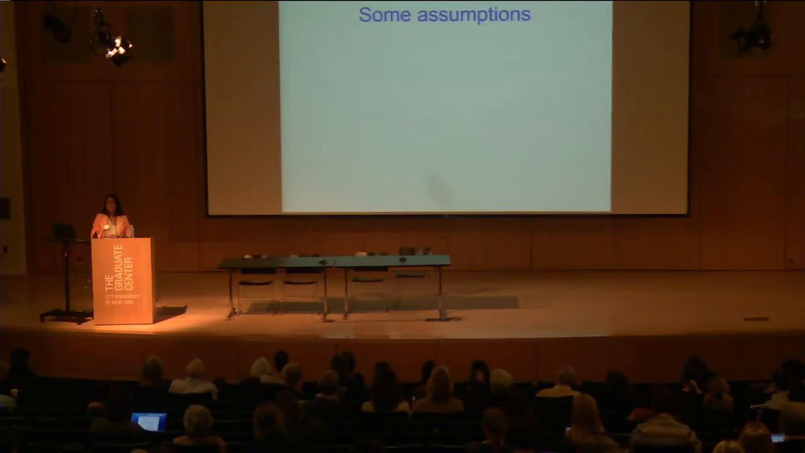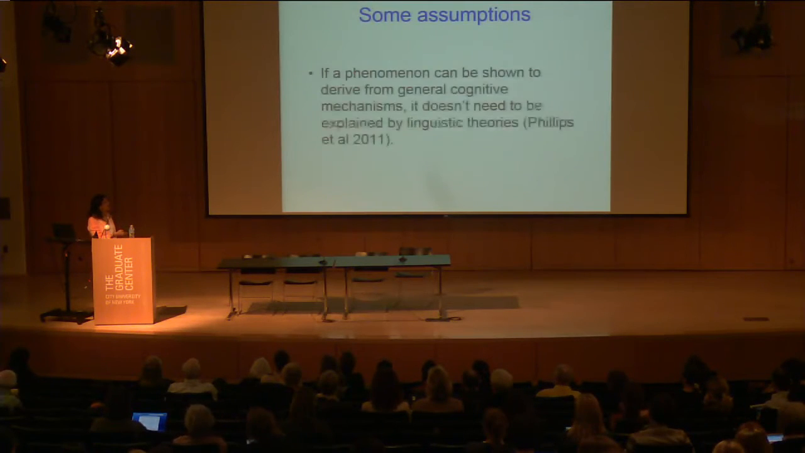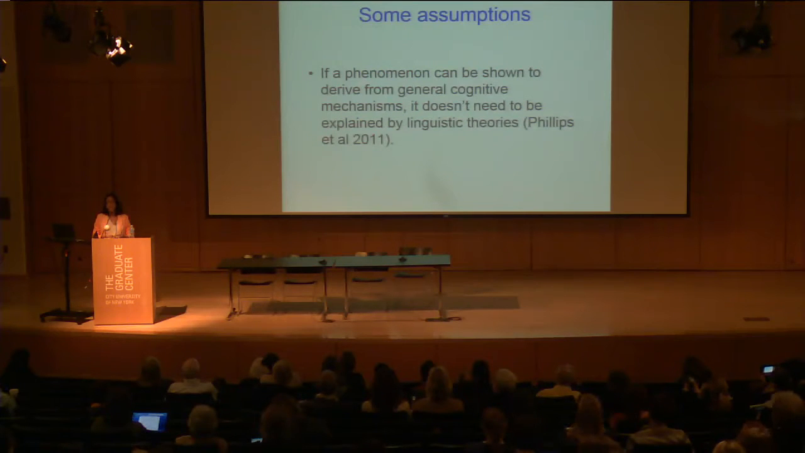I'm going to make some assumptions that are far from uncontroversial, as we've realized up to this point in the conference. The first assumption is that if you can show that a linguistic phenomenon can be explained on the basis of general cognitive mechanisms, then you don't need a linguistic theory to explain it. This is one of the points that I hope I'm going to demonstrate.